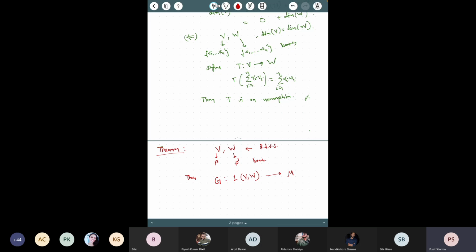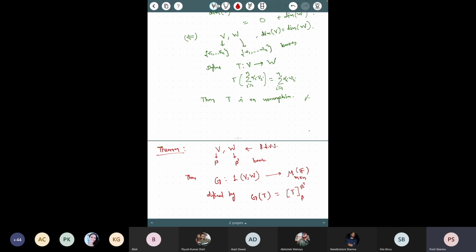So this is the function G from the set of all linear transformations to the set of all matrices of size m cross n. You assume that the dimension of V is n and the dimension of W is m, defined by this: you take any transformation here and send it to its matrix representation.